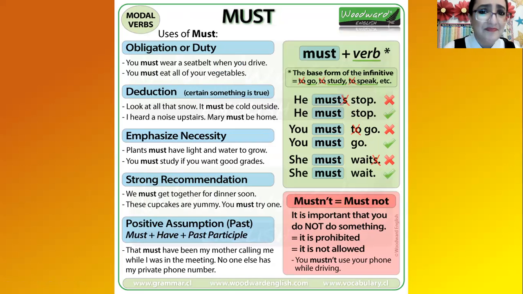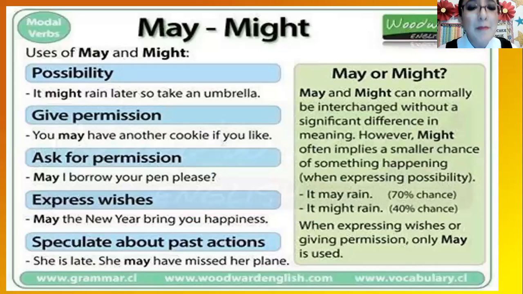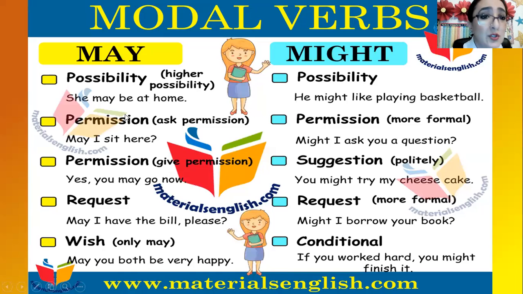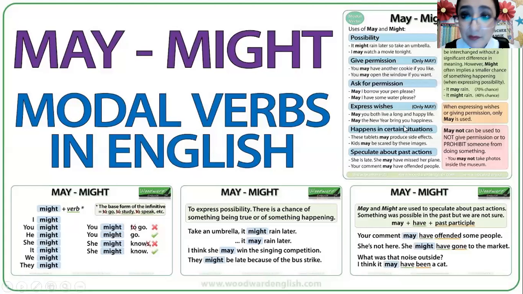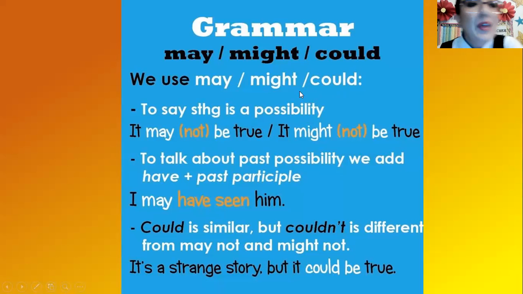It's something more strong, no? And may or might are pretty similar, but the situation is that may is more possible and might is less possible that something could be happening. You are going to be using may and might for possibilities, permissions, suggestions, requesting, wishing something, and for conditionals. Okay. But we are going to be having some specific situations. We can be having may, might, and could. Could be here, but you need to understand the context. Could is similar, but couldn't is different from may not and might not.